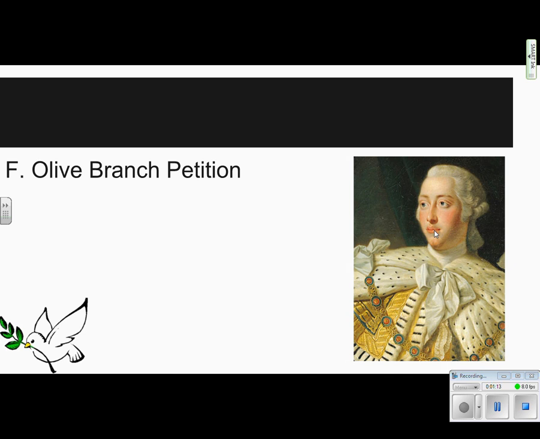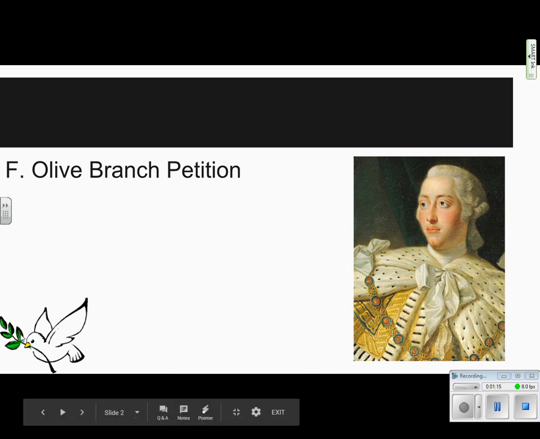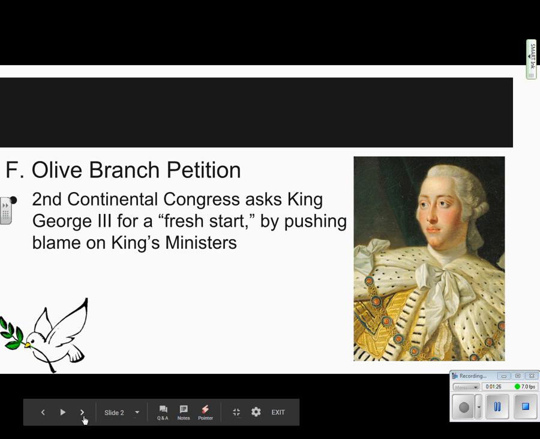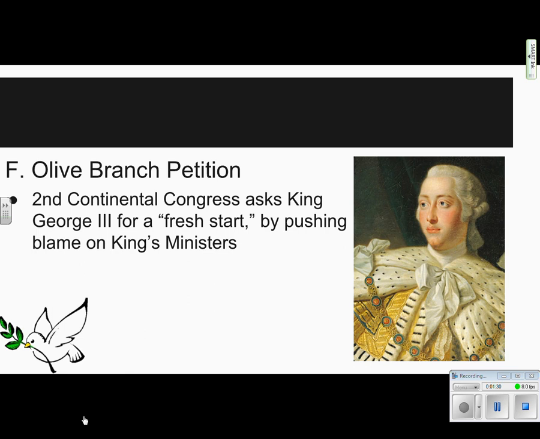So we already talked about the Olive Branch Petition. We've got a picture of a dove with the olive branch, which is just a reminder that this term and this idea is a symbolism of peace, which makes it easy to remember that this petition was written by the Second Continental Congress and asked King George basically for a fresh start.